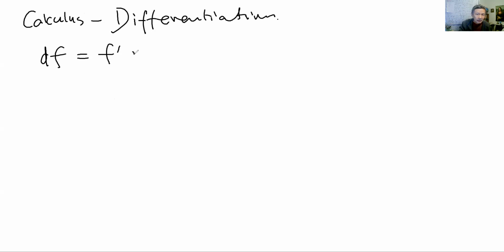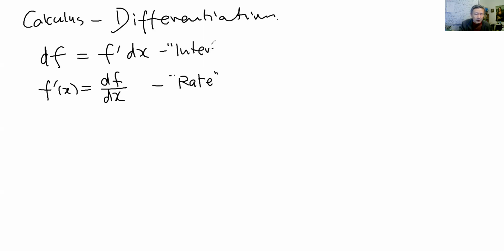Can you see? You times dx. So what is the first derivative? The first derivative is a rate. Can you see? df over dx is a kind of rate. Differentiation is an interval. Can you see? It's different. Understand? That's the difference between the first derivative and the differentiation. Of course, they are related.